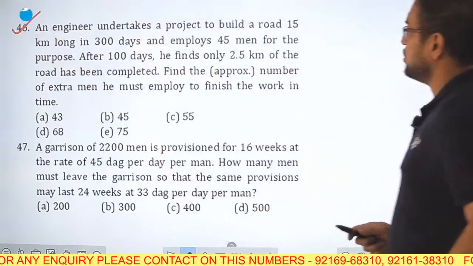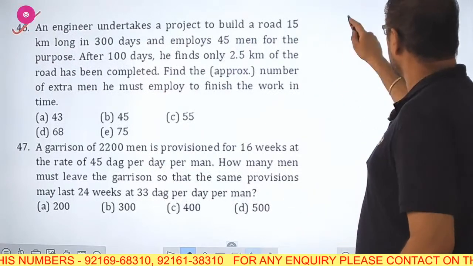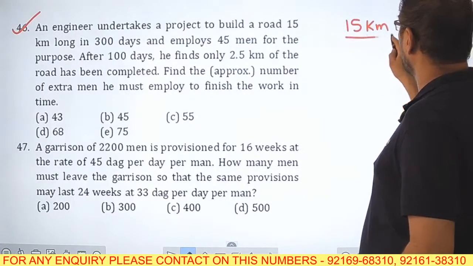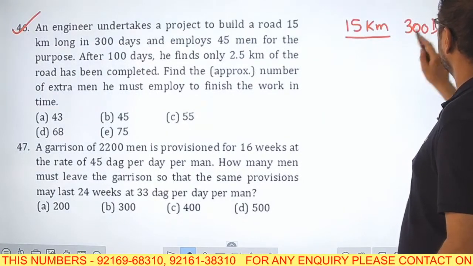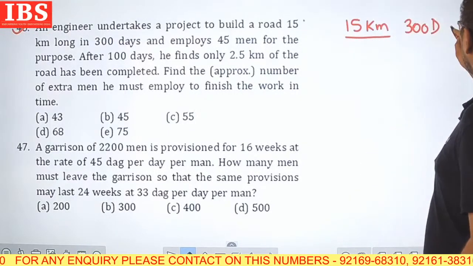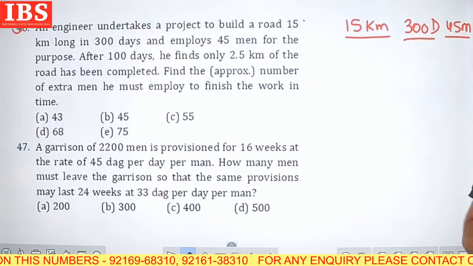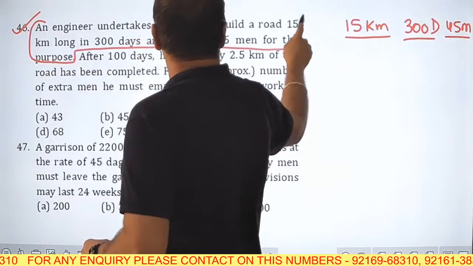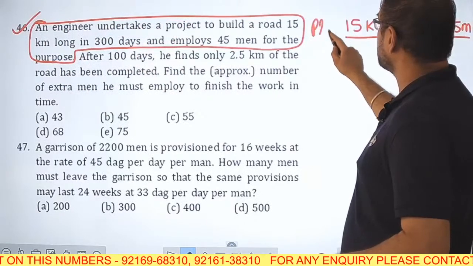An engineer undertakes a project to build a 15-kilometer road. So he takes up a 15-kilometer road. That means this is the work to be done. In 300 days, 300 days is the time taken, and he employed 45 men for it. So these three parameters are given to you in the first line. Okay, so he planned to do this. This was the planning part. First understand what I am doing.